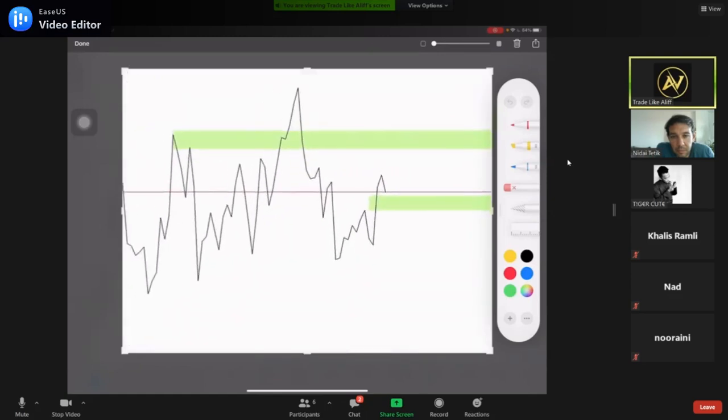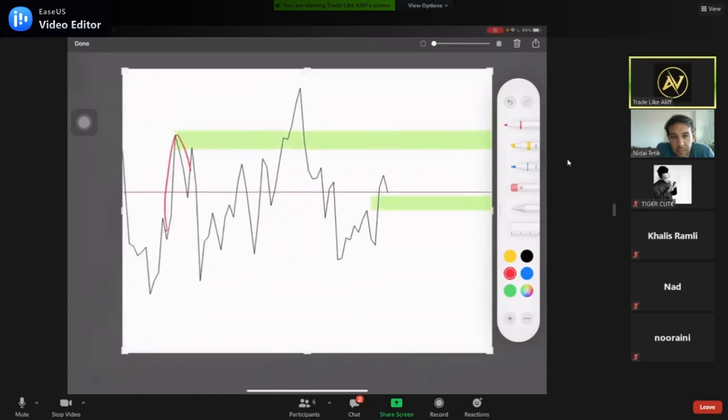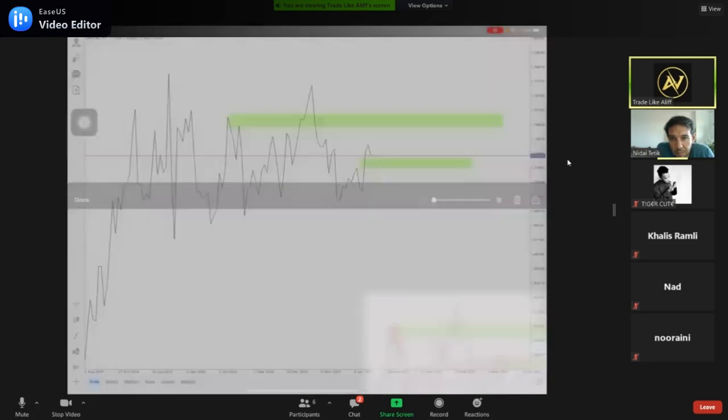So focus. Why do I take this? Because the big movement is here. That's the big movement. So the second big movement you can see, we're going to mark here.